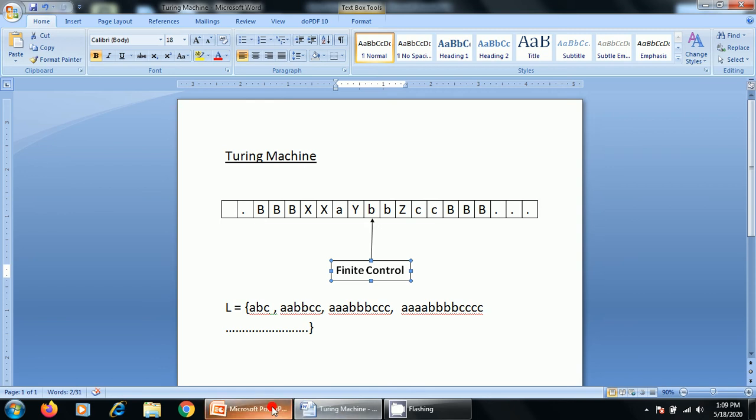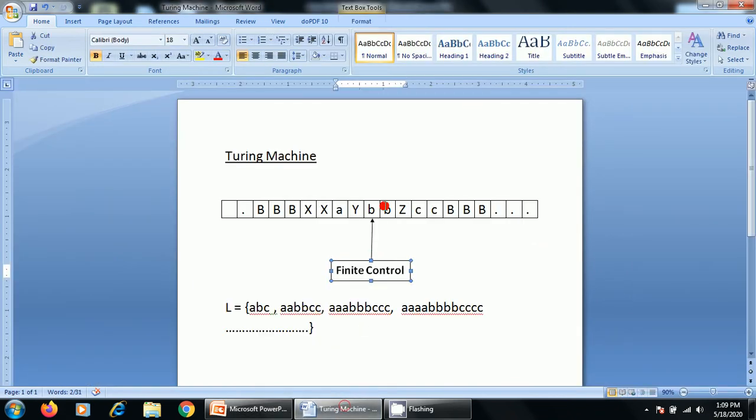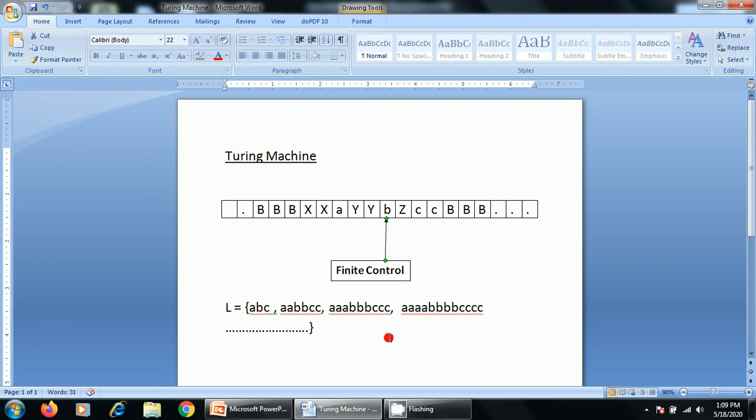If there is a B, then what do we have to do? Now we are at this position. If it is B, then make it Y and move right. Now why are we going right hand side? Because now we are searching for the second C corresponding to the second A and second B, because there is an equal number of A, B and C, and A followed by B and B followed by C.